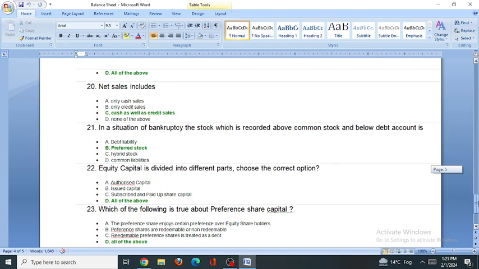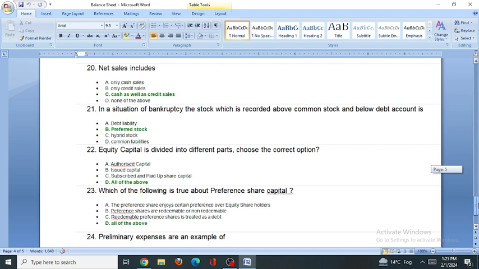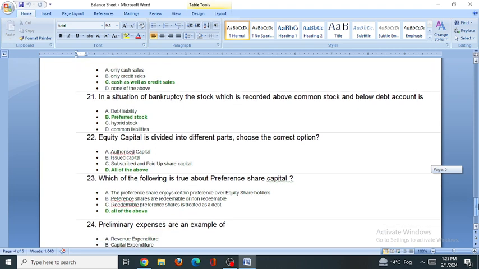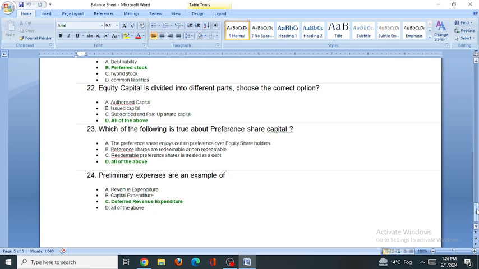Net sales includes the cash and the credit sales. In case of bankruptcy, the common stock is below the debt. So first the debt will be paid, then preferred stock, and then we pay the common stock. So above the common stock is preferred and below the debt is preferred. Preference share capital, what we call. Equity share capital is divided into authorized, issued, subscribed and paid up. So these are the categories.